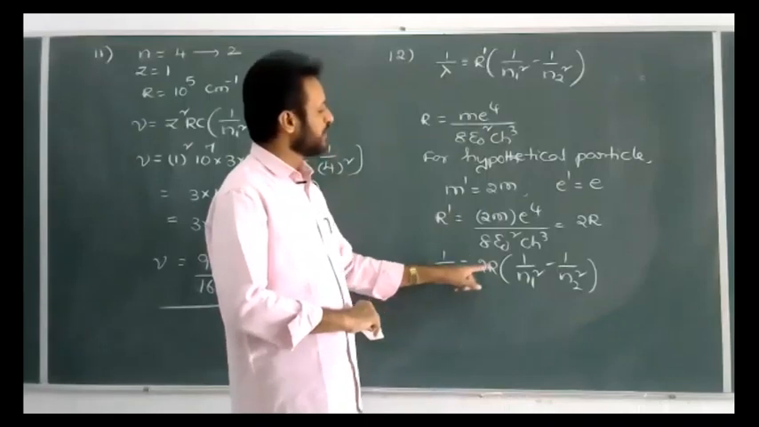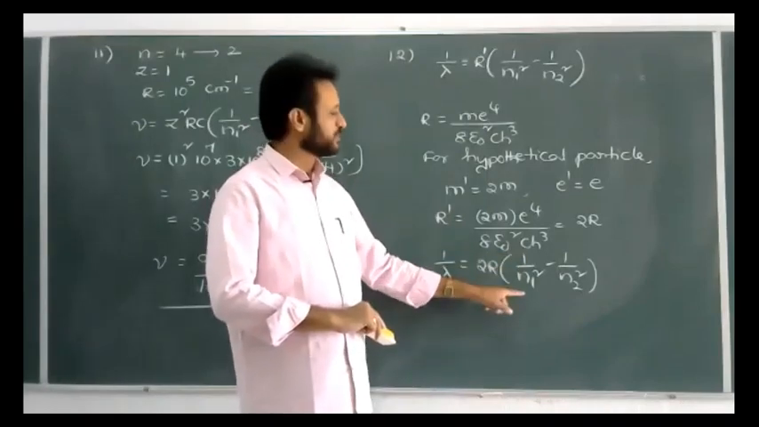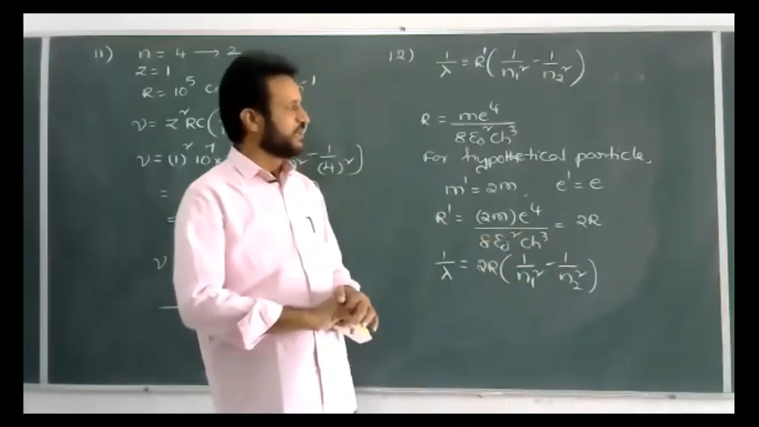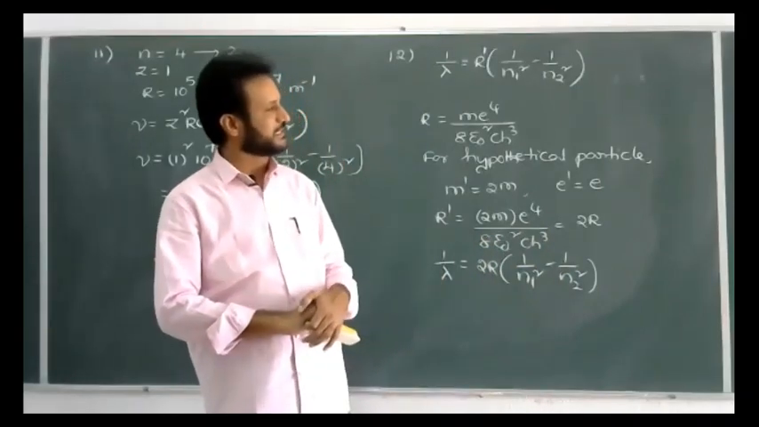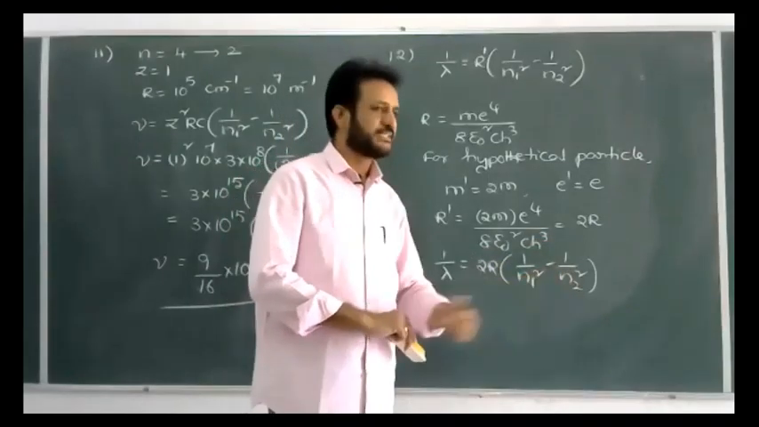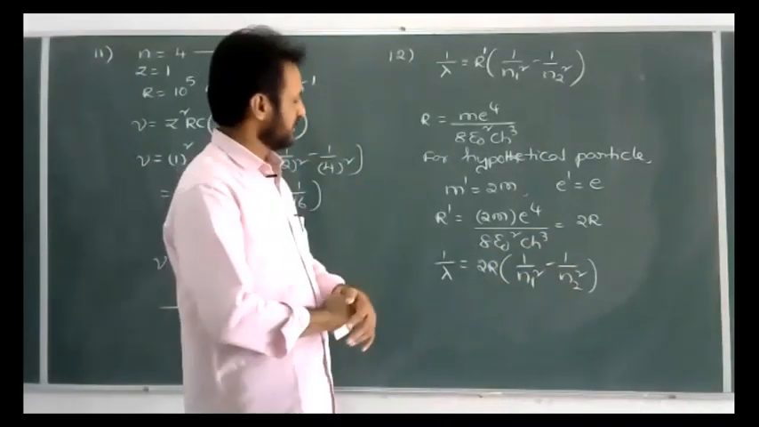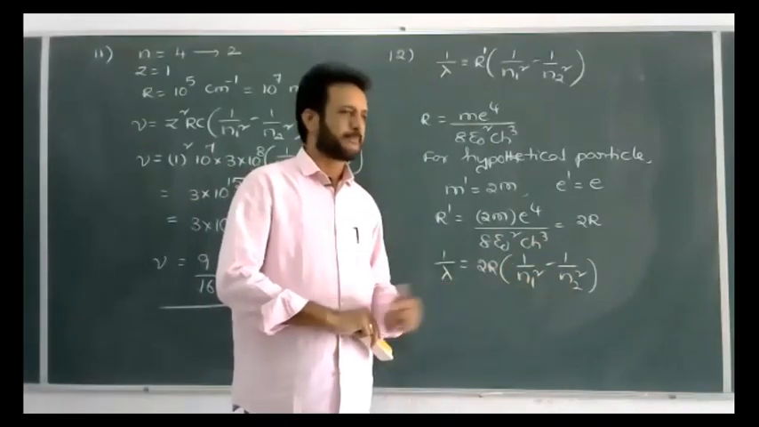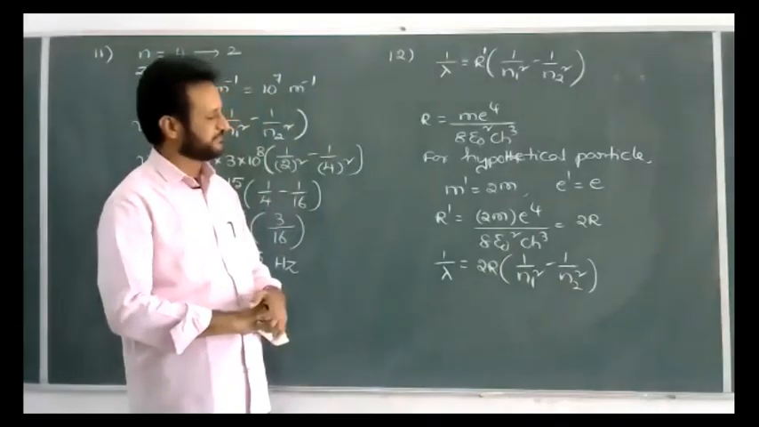So 2R into 1 by 2 square minus 1 by 3 square. 1 by 2 square minus 1 by 3 square means 1 by 4 minus 1 by 9. That is called 5R by 36.